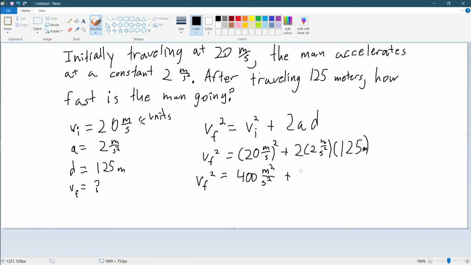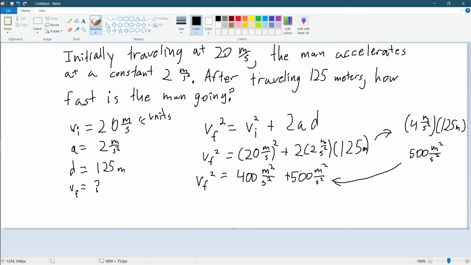So let's just move this to the side, which would be 4 meters per second squared multiplied by 125 meters, which would be 500 meters squared per second squared. And then we just put this down here. Meters squared per second squared.